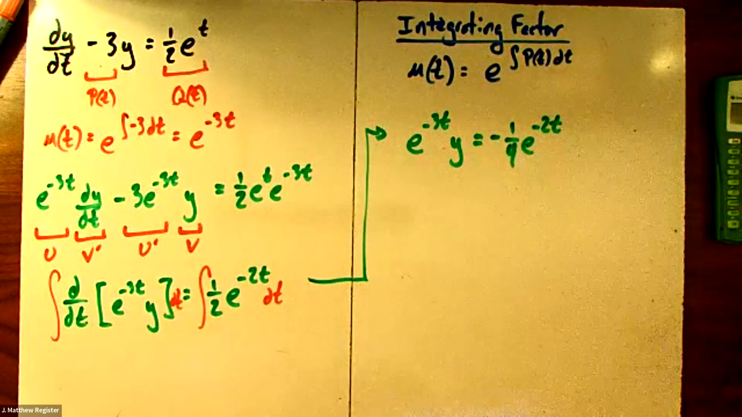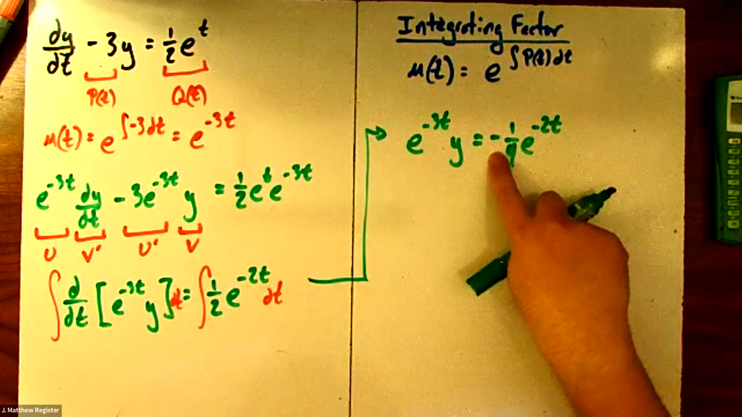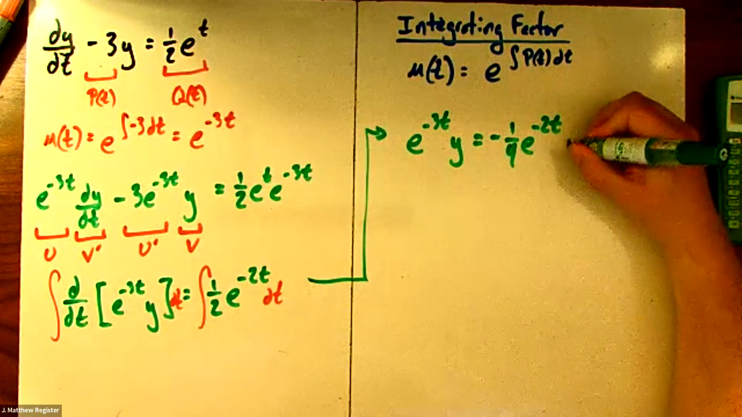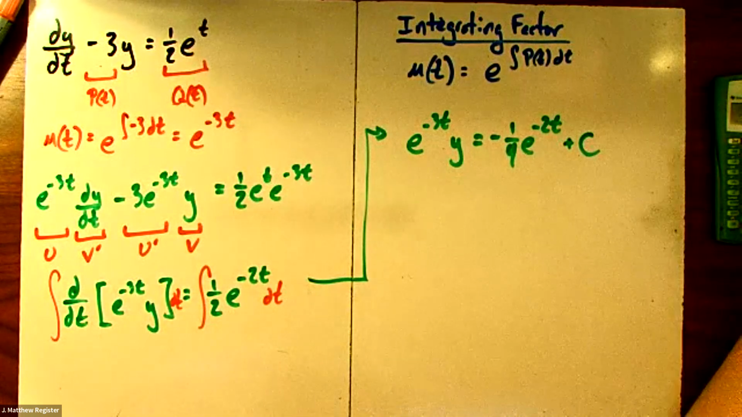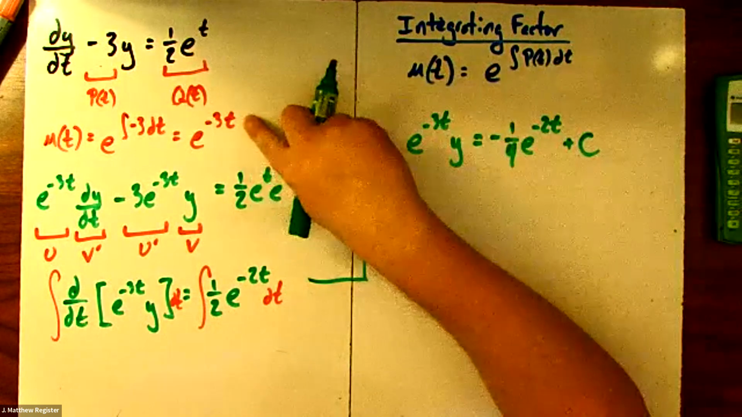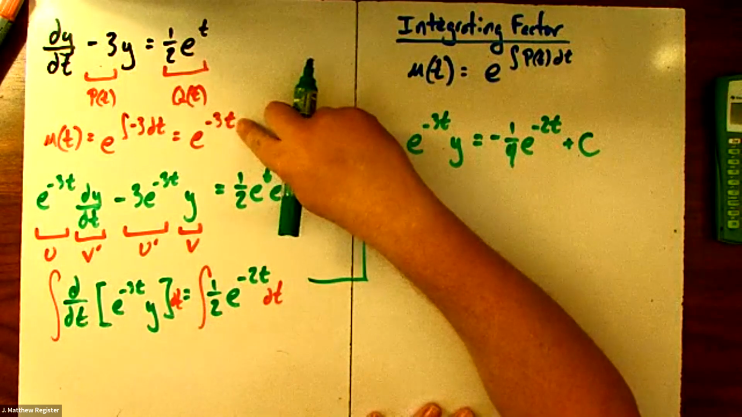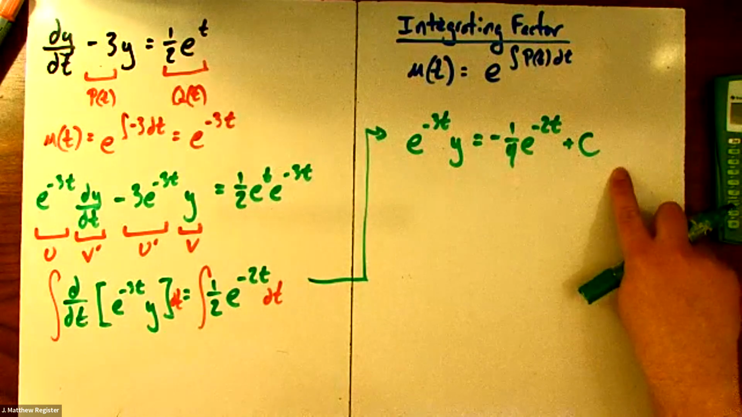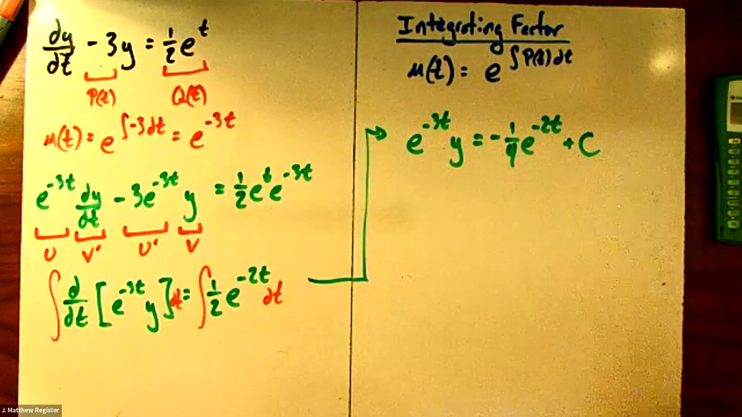But let's just double check real quick. When we take the derivative of this, the -2 comes down and we are left with a 1/2 e to the -2t plus c. While we did not need the plus c when we were finding the integrating factor, that was only because any plus c term here would work. Here, we do need the plus c because we're still solving a differential equation, which means integrating, and this plus c is going to give us the family of solutions.